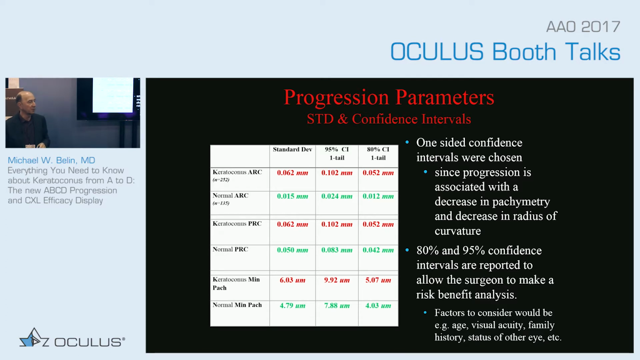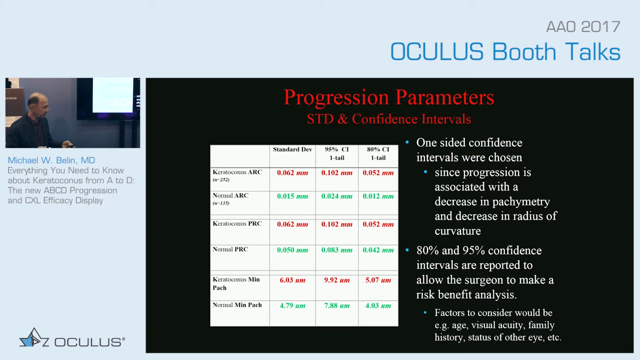And we determined what's called a one-sided confidence interval, because we're only interested in if the cornea thins or if it steepens. So we're looking at the noise levels on the one-sided confidence interval, and we determined 2 confidence levels, an 80% confidence interval and a 95% confidence interval. Does that make sense, people?